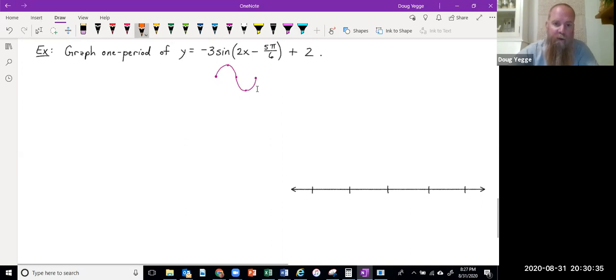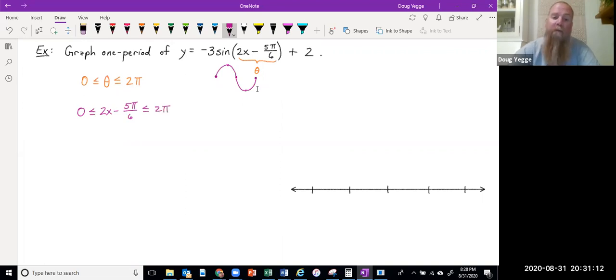And again, the way that I typically like to do this is by saying that if the original graph of sine x is normally between 0 and 2 pi, and I now see that the angle is not theta anymore, it's 2x minus 5 pi over 6, what we should recognize now is that 2x minus 5 pi over 6 is my theta, from 0 to 2 pi. And now we're going to solve for x in order to find out what the true period of this new function is going to be.